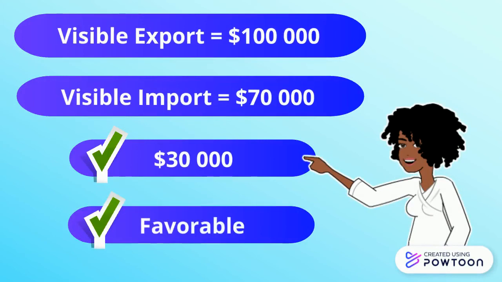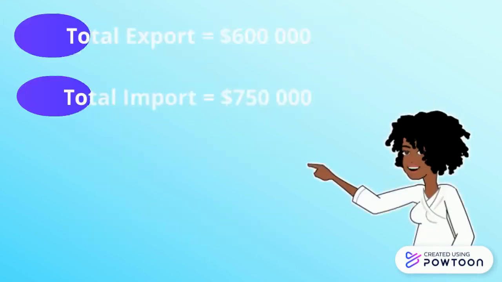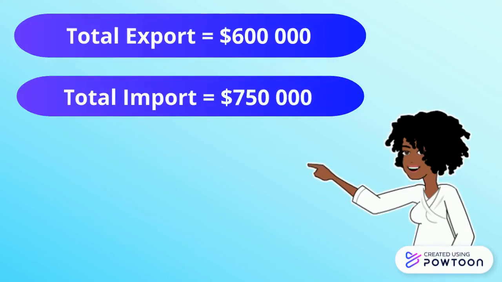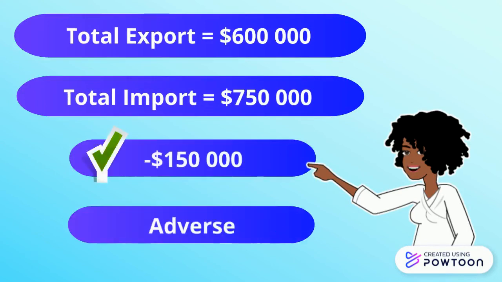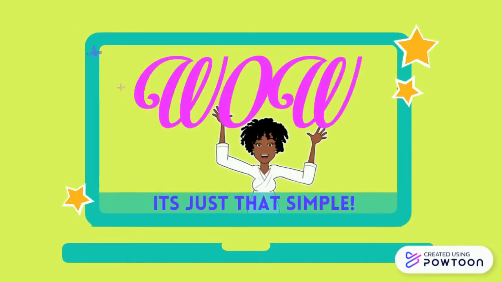Now let's take a look at the balance of payments. If our total export was $600,000 and our total import was $750,000, then our balance of payments would be a $150,000 deficit, which means it's an adverse balance. Wow! Look at that, it's just that simple.